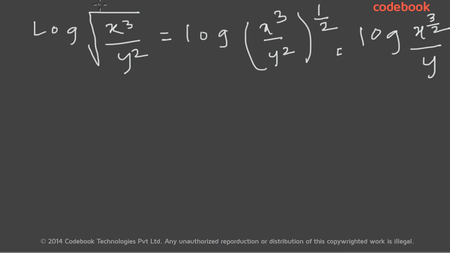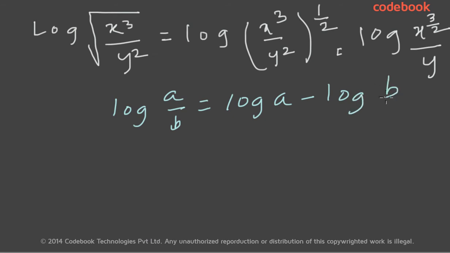So log of square root of x cubed by y square is nothing but log of x power 3 by 2 by y. But this is in the form of log of a by b, which is nothing but log of a minus log of b. So this expression here, which is log x power 3 by 2 by y, can be expressed as log of x power 3 by 2 minus log of y.